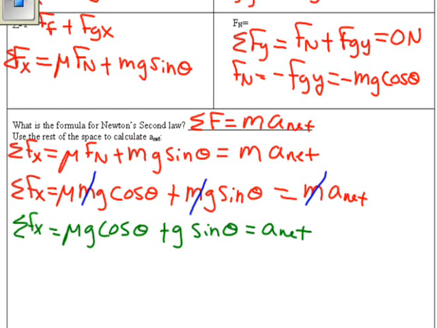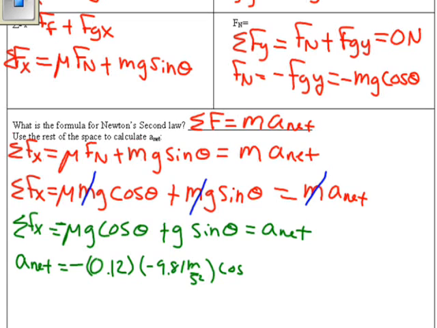And if you notice here, I did make a little mistake. I'm going to fix that mistake by adding a negative in front of the g cosine theta. This is because I forgot to write it when I substituted in for Fn. So rewriting it again, we have a net equals negative 0.12, which is our coefficient of friction, times the acceleration due to gravity, which is also negative, going towards the center of the Earth, the cosine of our 43-degree angle, plus, again, a negative 9.81 meters per second squared acceleration, times sine of 43 degrees.